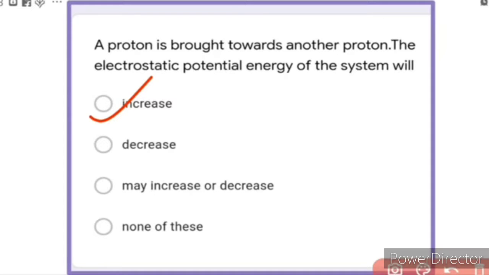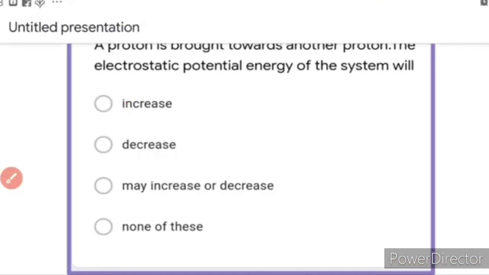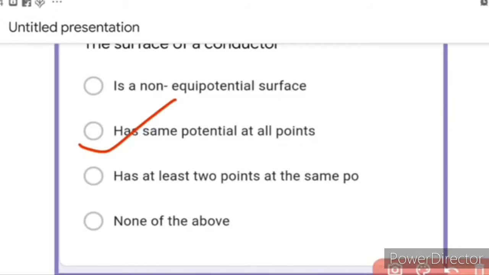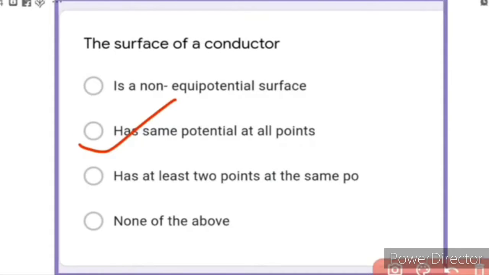Okay. Now coming to the next question. The surface of a conductor has the same potential at all points because it is an equipotential surface. The surface of a conductor, the potential remains the same, and that means the second option is correct. That is this one, has the same potential at all points.